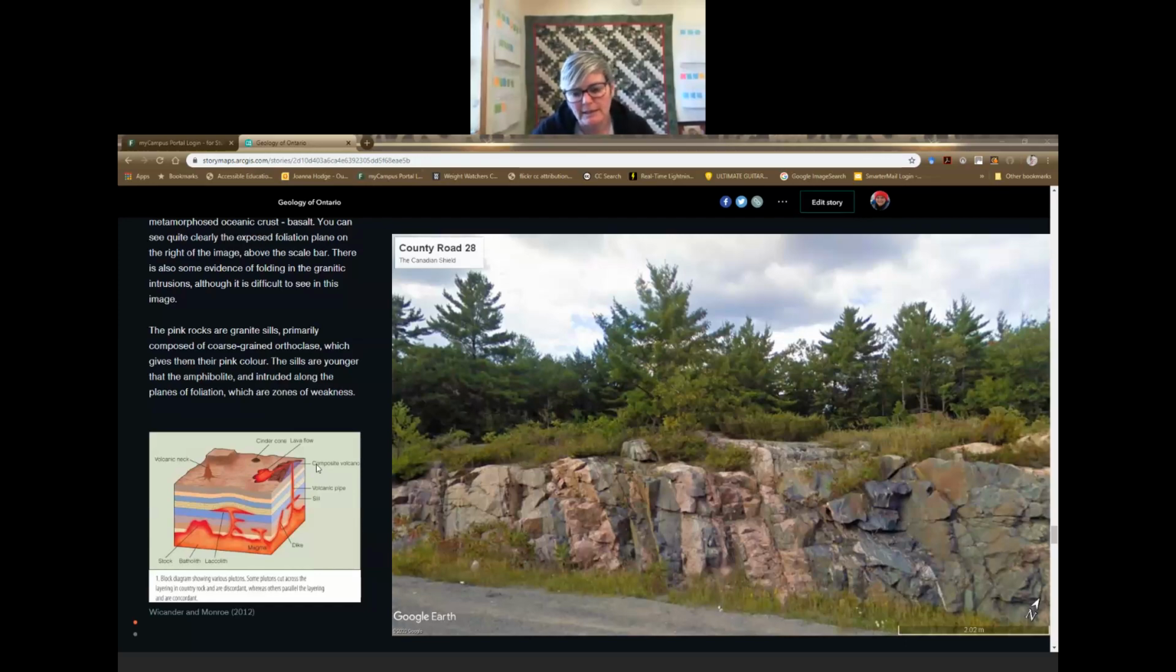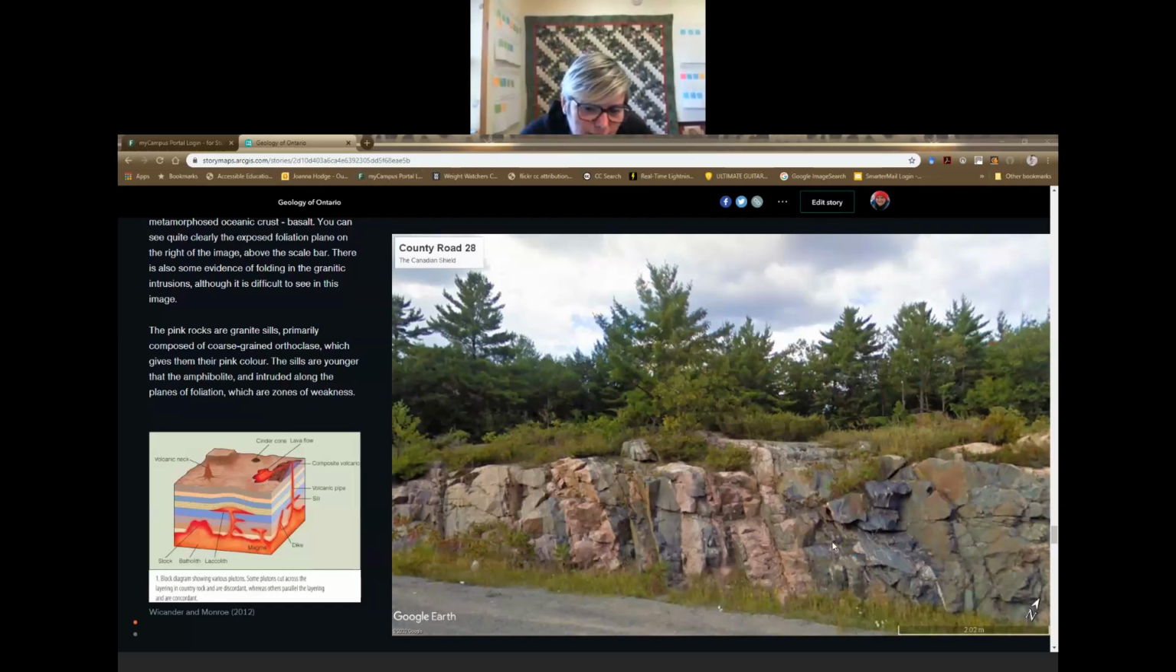These are a little bit younger than the amphibolites. They intruded late in the Grenville orogeny, and they also show some evidence of folding. If you take a look at some of these little thinner intrusions here, you can see that they are folded.